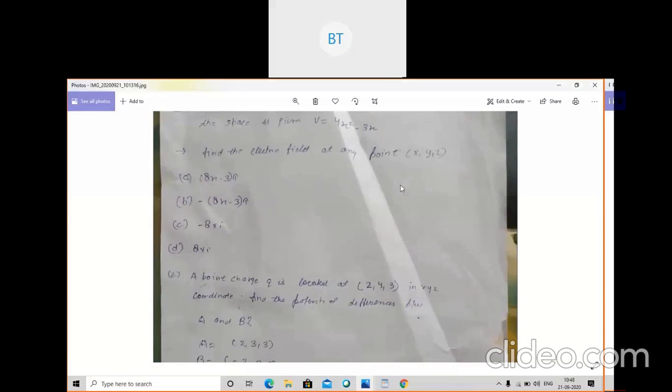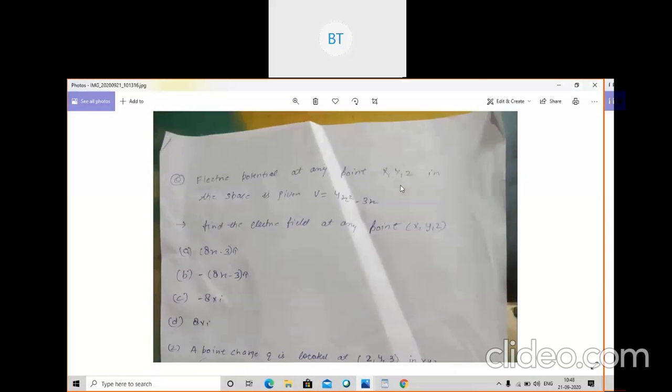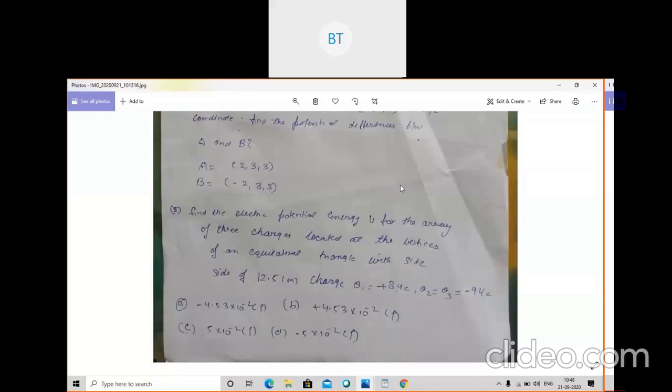Is the screen visible to you? We have dealt with electric potential in our AMFT class, and we have seen a couple of problems there. I think 2 or 3 problems we have already solved. I have taken some GATE problems for you. This is the first question from electric potential. Please take a copy and pen and try to solve it. There are 3 problems, and these 3 problems are from the GATE question paper only.